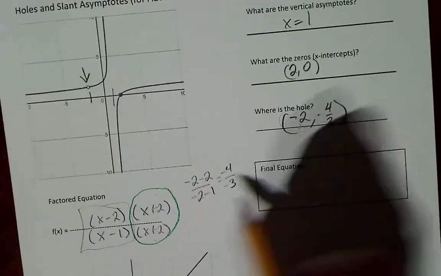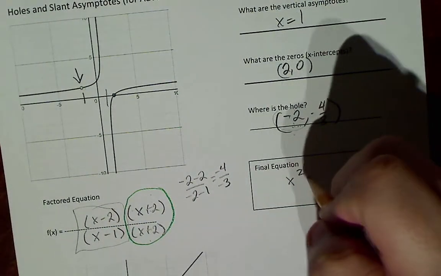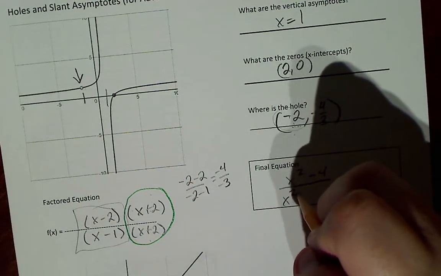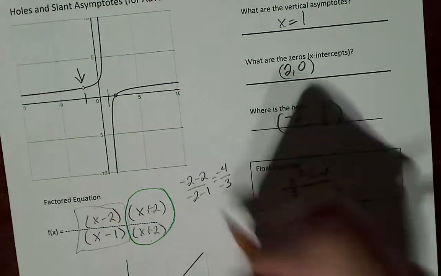So my final equation, and again, I'm going to multiply these through, would be x squared minus 4 over x squared plus x minus 2. I'm not going to go through the whole multiplying part just to kind of show you that.